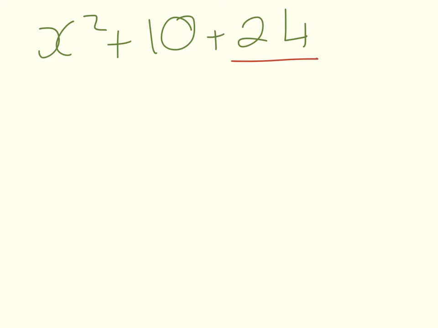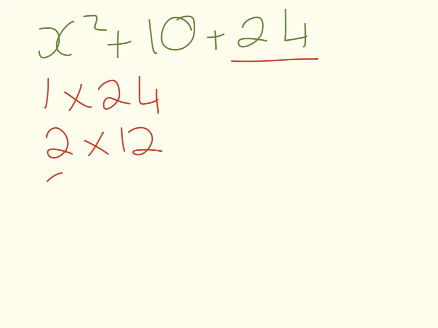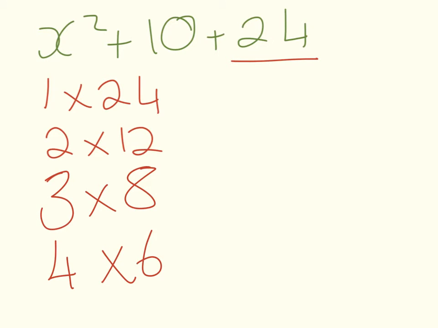Let's do another example. x squared plus 10x plus 24. So we're going to start by listing the factors of the number at the end, or 24. So my factors include 1 by 24, 2 by 12, 3 multiplied by 8 is our next factor pair. Then we're going to have 4 by 6. What we need to do now is to see which one of these factor pairs adds up to 10.